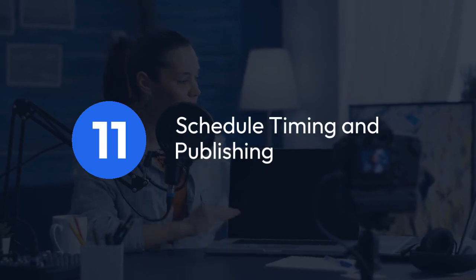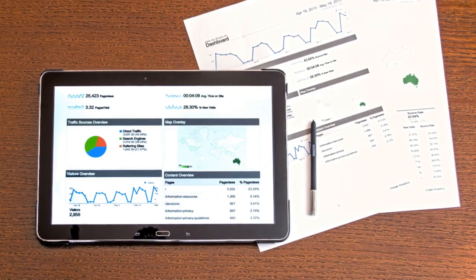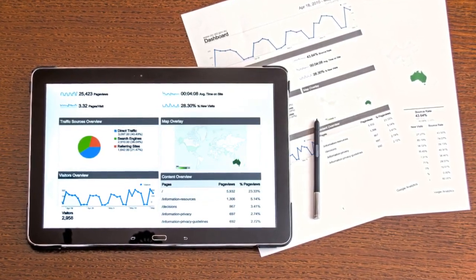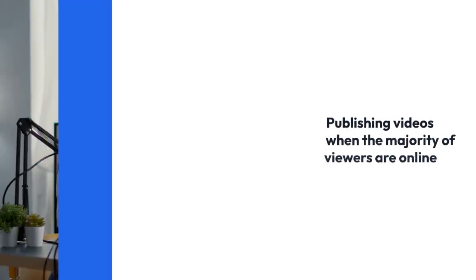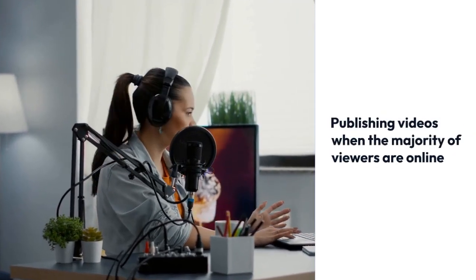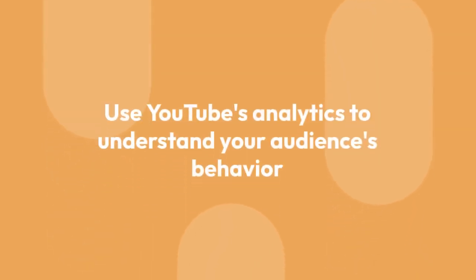Step 11. Schedule, timing, and publishing. Publishing your videos at the right time can lead to higher initial viewership. Analyze your audience to understand when they are most active on YouTube. Before, publishing videos randomly. After, publishing videos when the majority of viewers are online. App recommendation. Use YouTube's analytics to understand your audience's behavior.